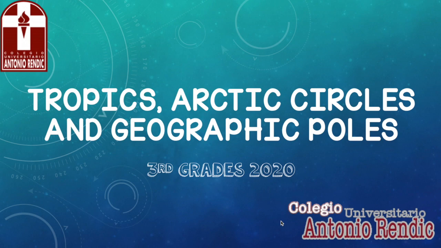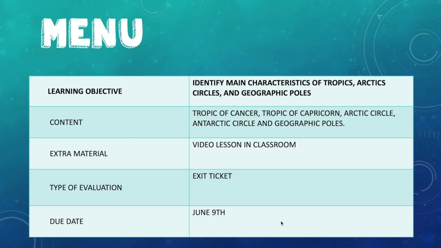Today we are going to learn about more lines of reference of the Earth, and those are tropics, Arctic circles, and geographic poles. This is today's menu. The learning objective for today's lesson is to identify main characteristics of tropics, Arctic circles, and geographic poles. The content within this lesson is the Tropic of Cancer, Tropic of Capricorn, Arctic Circle, Antarctic Circle, and geographic poles. The extra material for this video lesson, you will find in classroom.